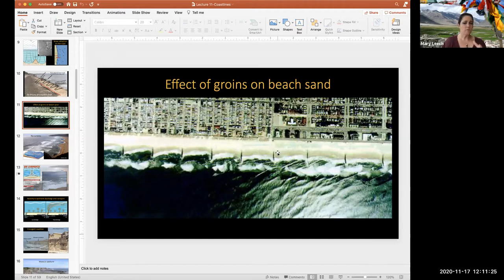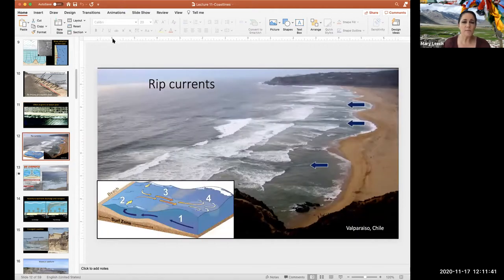So local communities will decide to do things like this in order to keep the sand. What else do I want to say about this? Maybe nothing else. Okay, just a couple more minutes. Let's do the riptides.